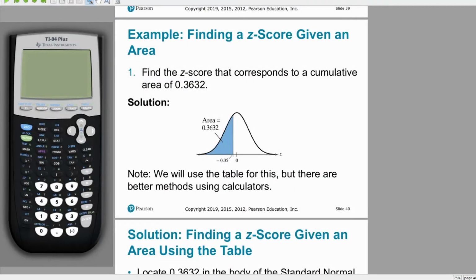So for this video, we're going to see how we can compute z-scores corresponding to areas using the inverse normal function of the calculator. We'll also see how to do this with percentiles and other different arrangements. It's all essentially the same thing, just with different language. Now for this first problem, we want to find the z-score that corresponds to a cumulative area of 0.3632.